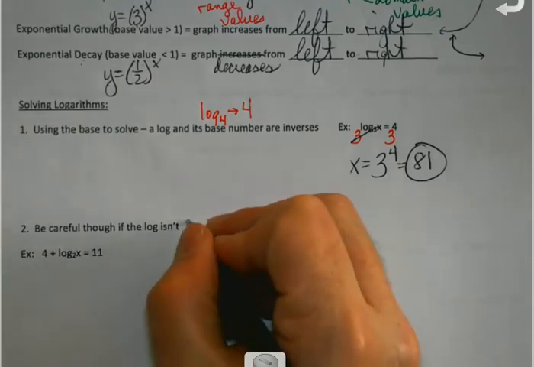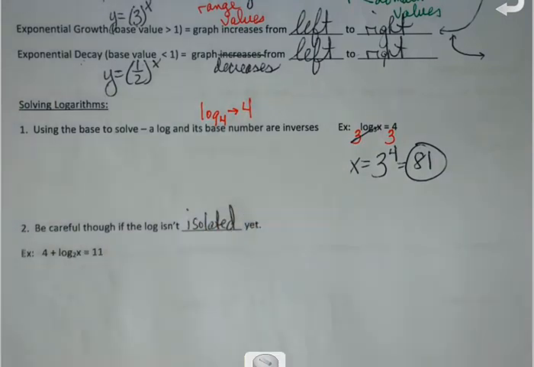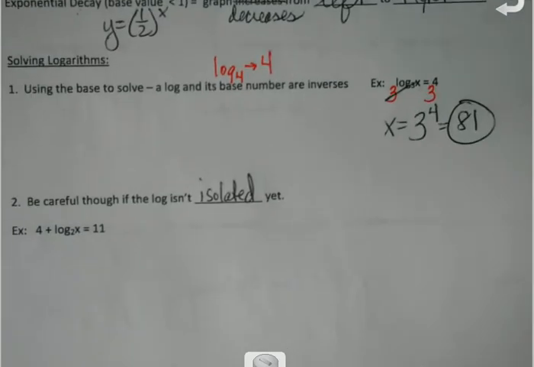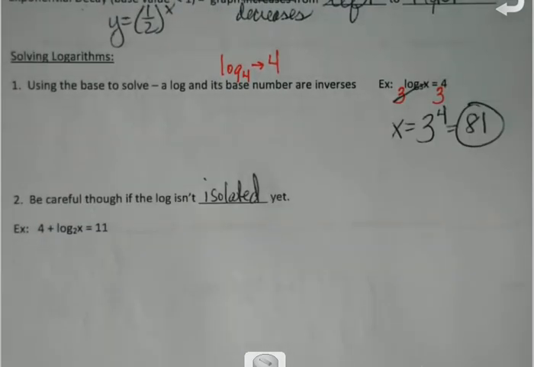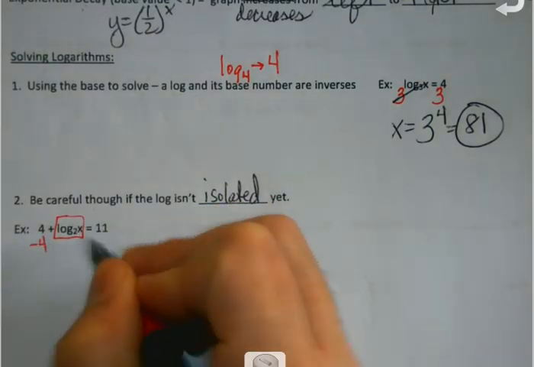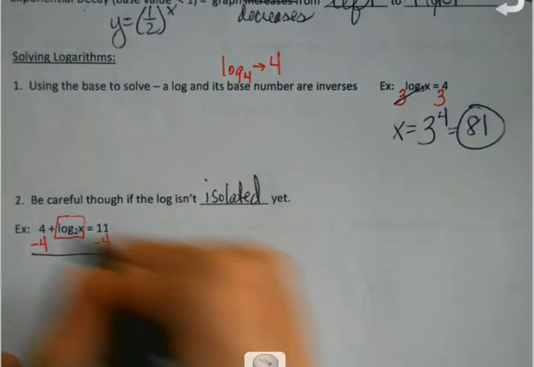However, we have to be careful. If the log isn't isolated yet, if it's not by itself yet, I'm going to zoom this a little bit here, so just give me a second. So here, I can't do the exponentiate right away. I can't do the 2 right away, because this has got to be alone before I do that. So I'm going to go ahead, I'm going to get the 4 out of there.